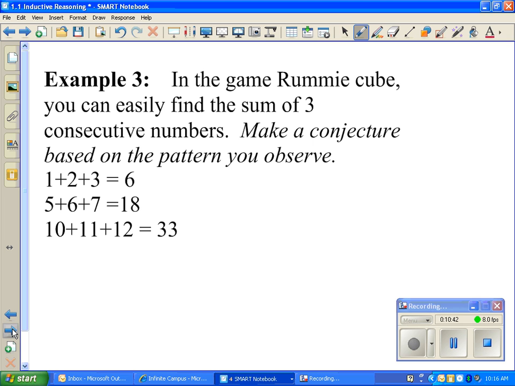All right, example 3. There's this game called Rummikub. If you've never played it, it's just a tile game with numbers and a couple of smiley faces. And in Rummikub, when I'm playing the game, I can find the sum of 3 consecutive numbers very quickly. And I'm not adding the numbers in my head, okay? There's something that I'm doing. There's a pattern. I want you to make a conjecture based on the pattern you observe. In other words, dealing with 3 consecutive numbers, something happens all the time that I can do, and I can add up those 3 numbers very quickly to find out what the answer is.